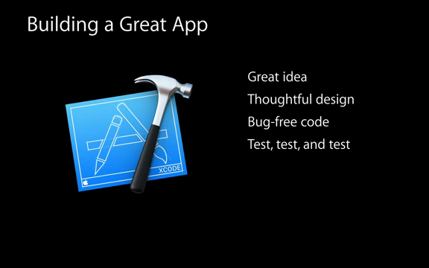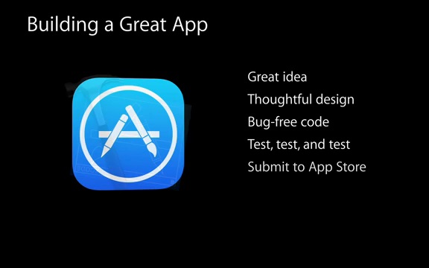We test, and we test, and we test some more. So we have automated unit tests, automated UI tests. We're going to talk more about our beta testing service as well. This is a really important part of writing and creating a great app. Finally, we submit to the store.